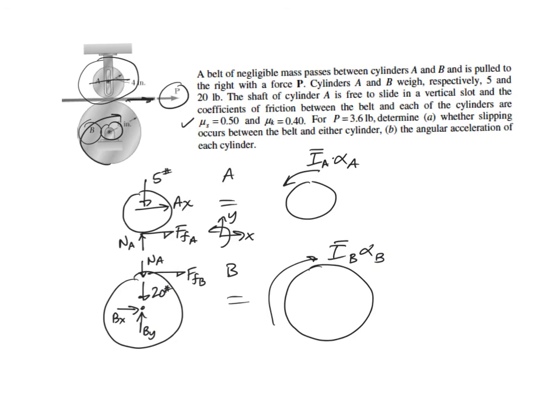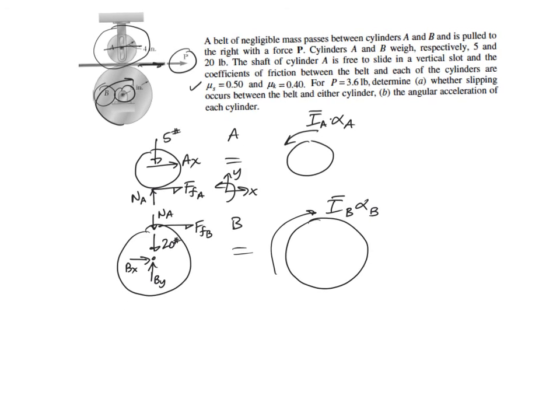And I've got one more free body diagram that we're going to need to draw. This is not a kinetic diagram, just a free body diagram. We've got that force P, which is going to be 3.6 pounds. And acting back, we've got the force of friction A and the force of friction B. And we have the normal forces NA and NB. So we've got a relationship between force of friction A, force of friction B, and the applied force.